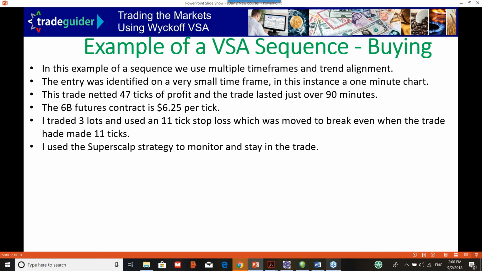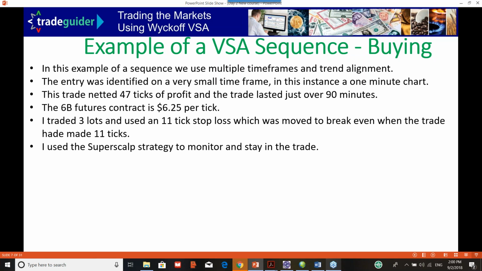So I'm going to show you some examples now of sequences using multiple time frames and trend alignment. The entry was identified on a very small time frame. In this instance, it was a 1 minute chart that I'm going to show you. This is an actual trade that I took, netted 47 ticks of profit, and the trade lasted just over 90 minutes, which is not uncommon. The 6B futures contract is $6.25 per tick.